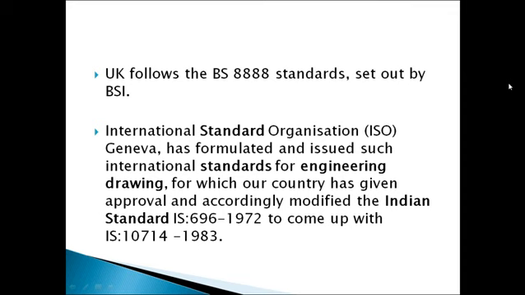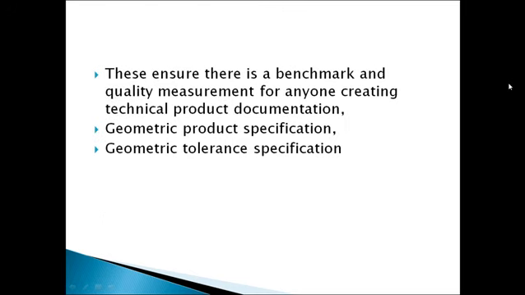In the UK they follow the BS 8888 standards set out by BSI, and in India we are following the ISO standards. So ISO standards we are following in India. As per this, whatever the convention, whatever the symbols, whatever the GD&T, geometric dimensioning and tolerancing we are using in India, we take reference from ISO standards. So what do these standards ensure? This ensures there is a benchmark and quality measurement for anyone creating technical product documentation.